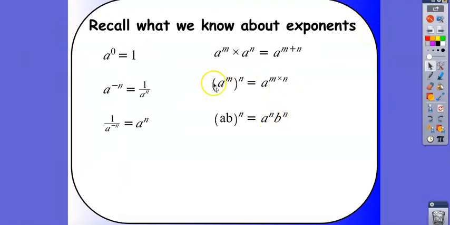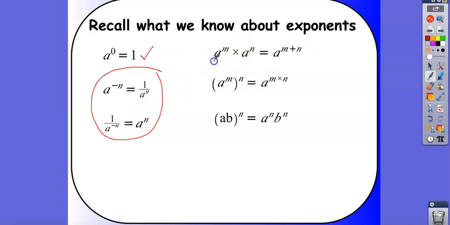Okay, I'm going to make you recall what we know about exponents. We know that a to the 0 is always equal to 1. We know our upstairs, downstairs rule. If it's negative upstairs, take it downstairs to make it positive. If it's downstairs and negative, take it upstairs to make it positive.